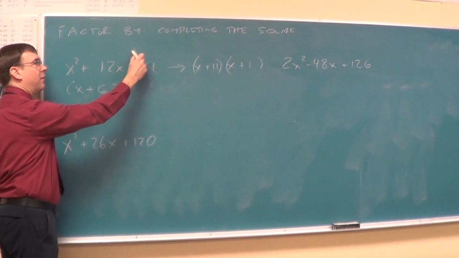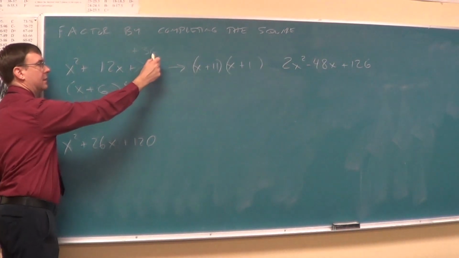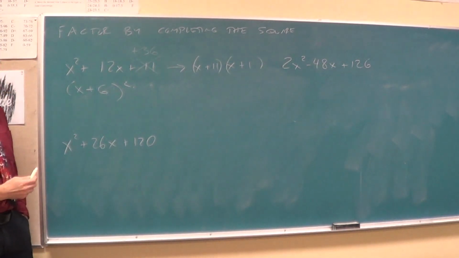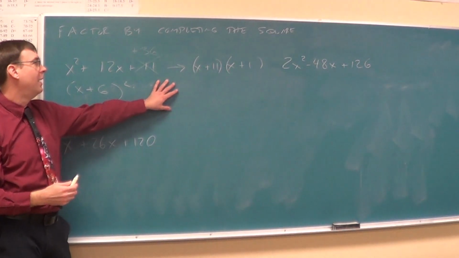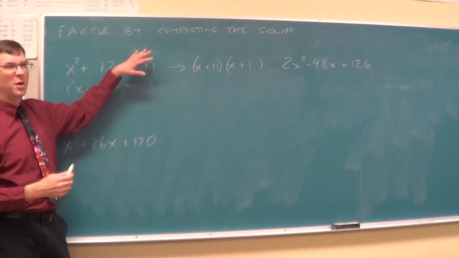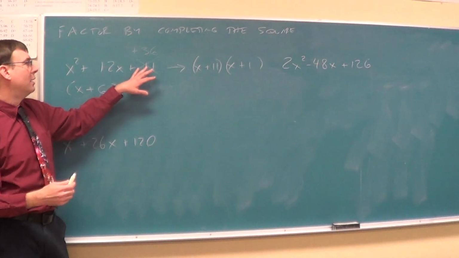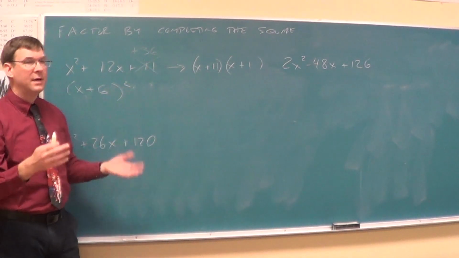Who is it that we would rather have? 36. A 36. Okay, I think at this point in your algebra career you realize you can't take a problem that somebody gives you and go, I'm just going to cross out the 11, I'm going to put a 36 because I like it better. If you're going to do something weird like that, you have to pay for that.